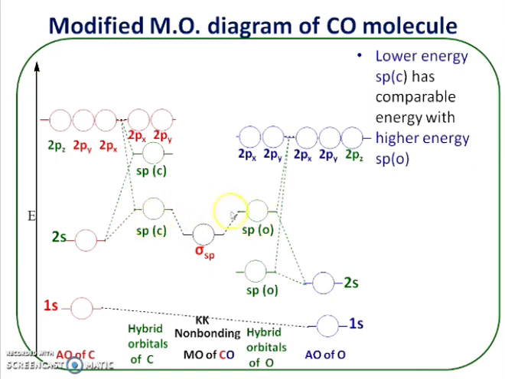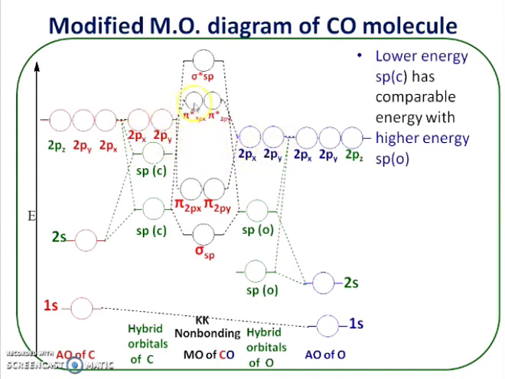Similarly, out-of-phase combination between spC and spO results in the formation of the anti-bonding molecular orbital, that is sigma star sp. Then the in-phase combination between the 2px and 2py orbitals of oxygen and carbon results in the formation of bonding molecular orbitals, that is pi 2px and pi 2py. Out-of-phase combination between the 2px and 2py orbitals of carbon and oxygen results in the formation of anti-bonding molecular orbitals represented by pi star 2px and pi star 2py.